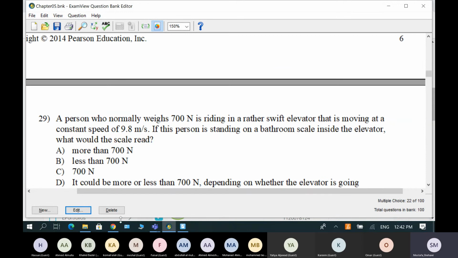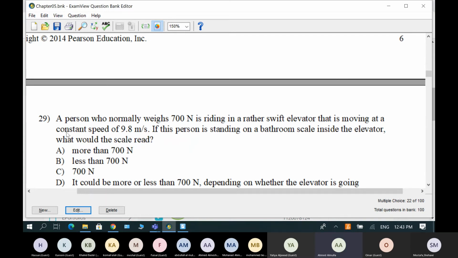Ahmad Anwar. Okay. A person who normally weighs 700 newtons is riding in a rather swift elevator that is moving at a constant speed of 9.8 meters per second. If this person is standing on a bathroom scale inside the elevator, what would the scale read? More than 700 newtons, less than 700 newtons, 700 newtons, or could it be more or less? It says here, if the person is standing on a bathroom scale inside the elevator.